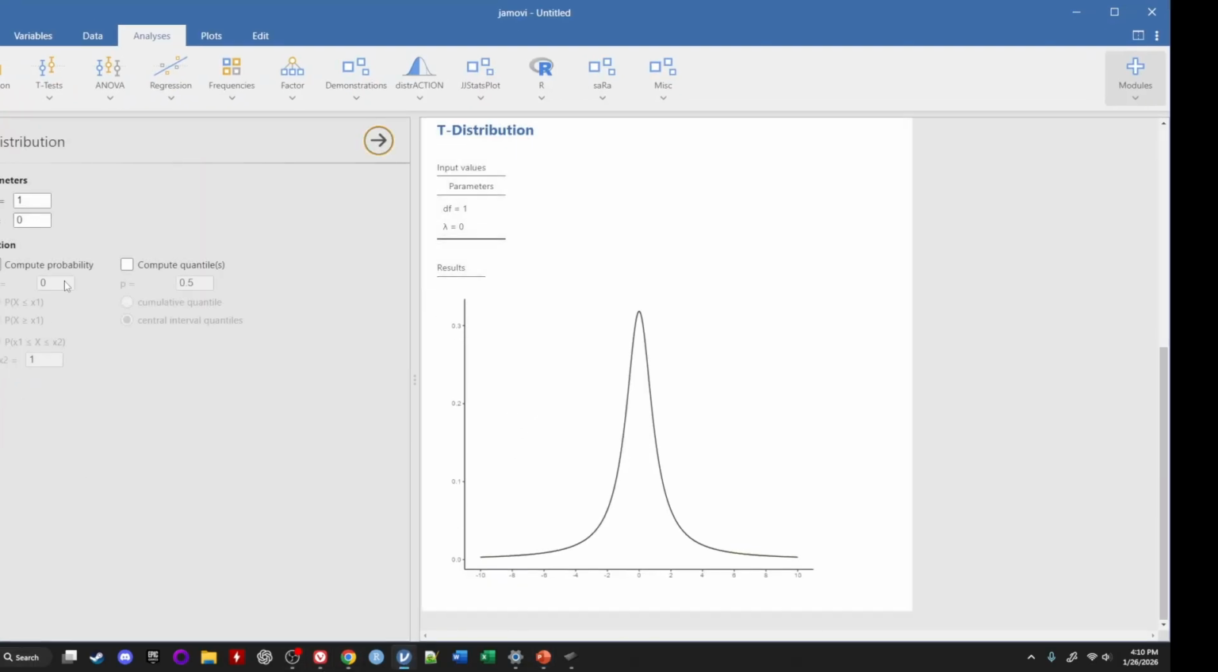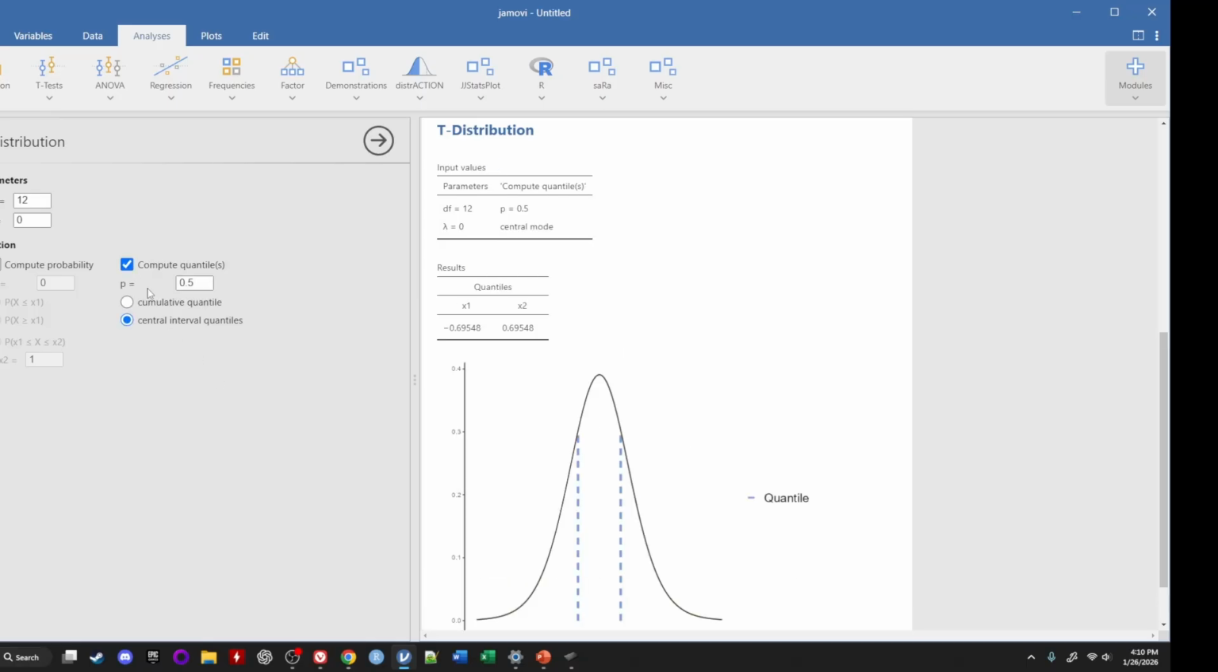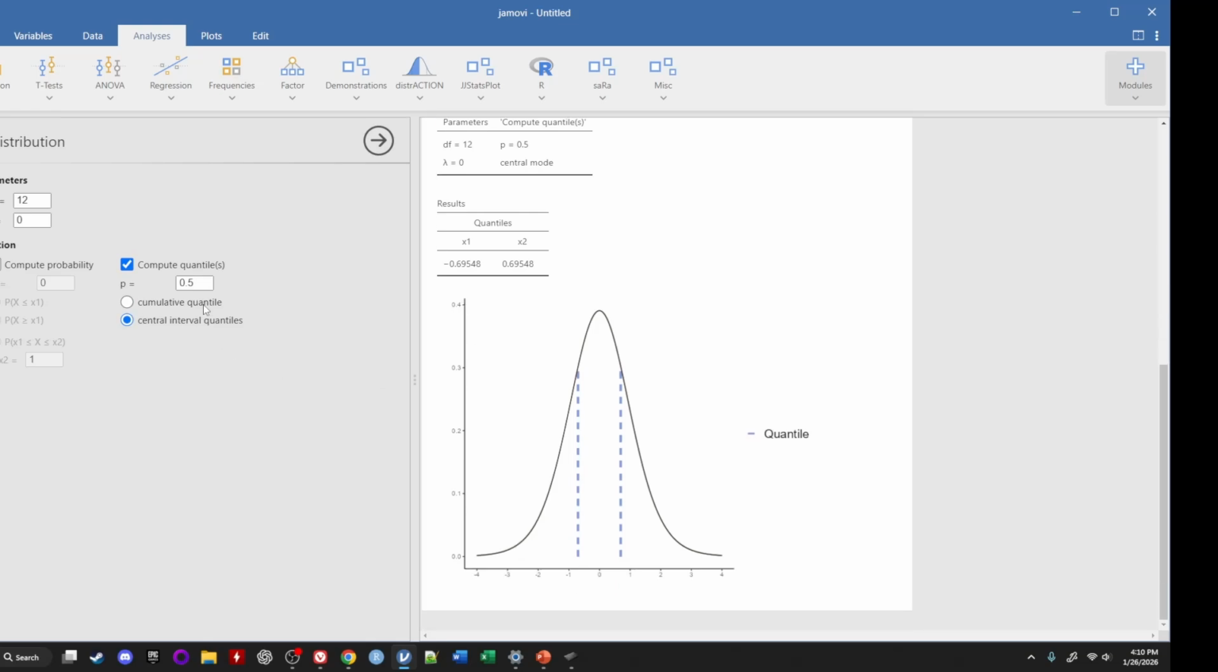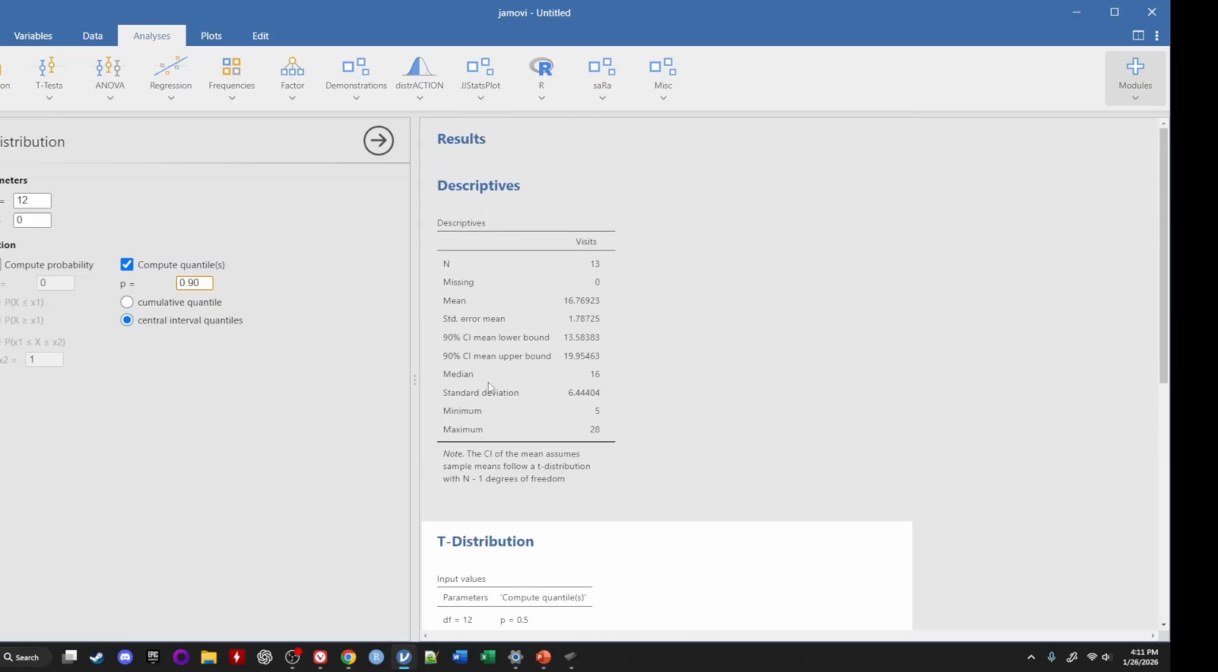In our t distribution, we're going to change our degrees of freedom to 12. We're going to leave this alone, and we're going to compute the quantiles. We can do either the central quantiles or the cumulative. The nice thing about quantiles for the confidence interval is we want the central, and we want that middle area to cover, in this case, what was it? Was it 90? Let's go back and look above. It was a 90% confidence.